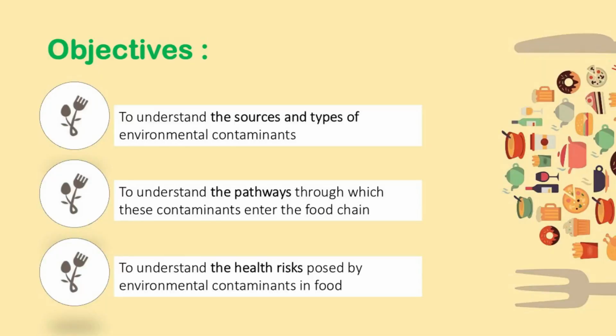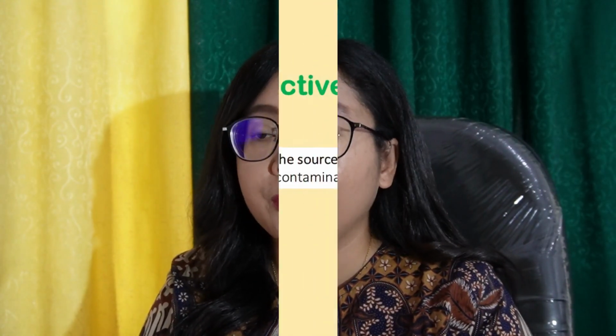So there are three things that we will discuss together today. The aims of this lecture are, first, to understand the sources and the types of environmental contaminants. The second is to understand the pathways through which these contaminants enter the food chain. And the last one is to understand the health risks posed by the environmental contaminants in food.